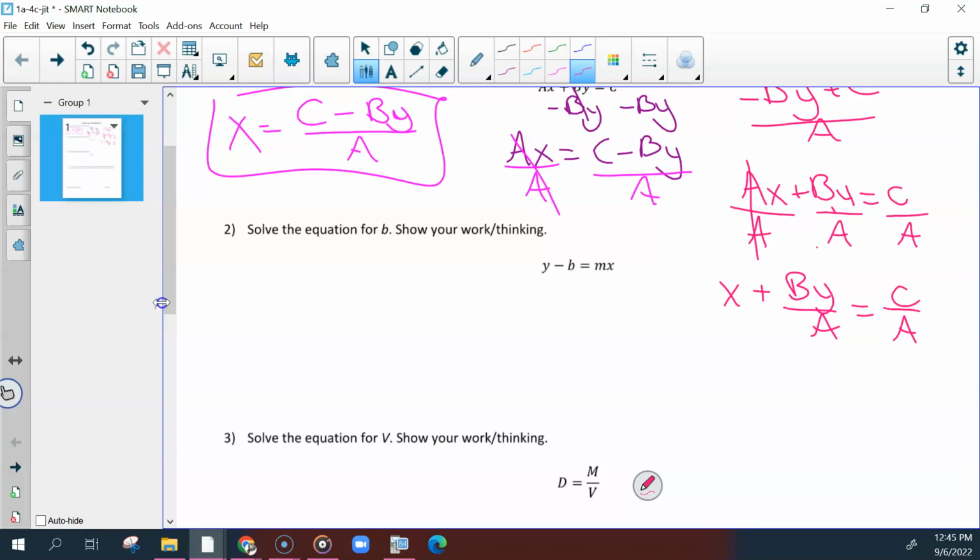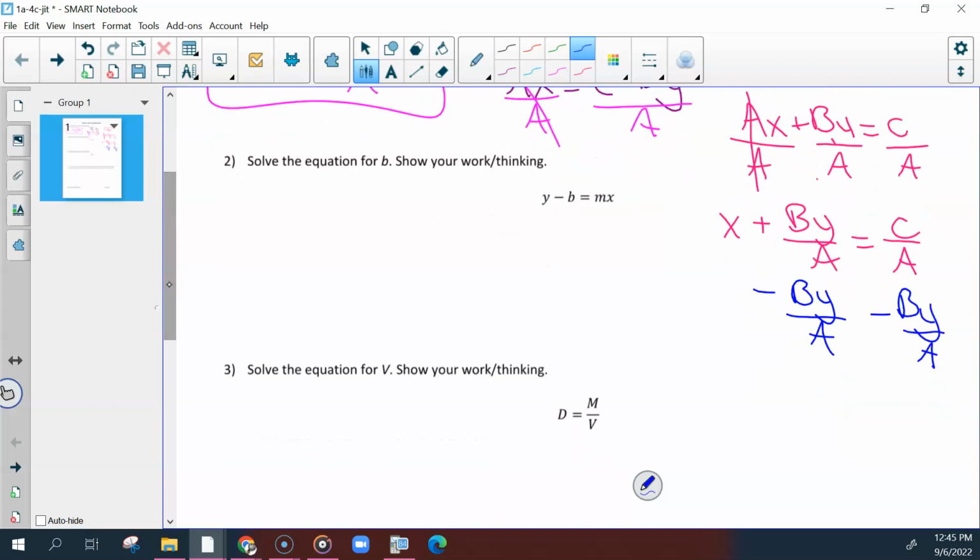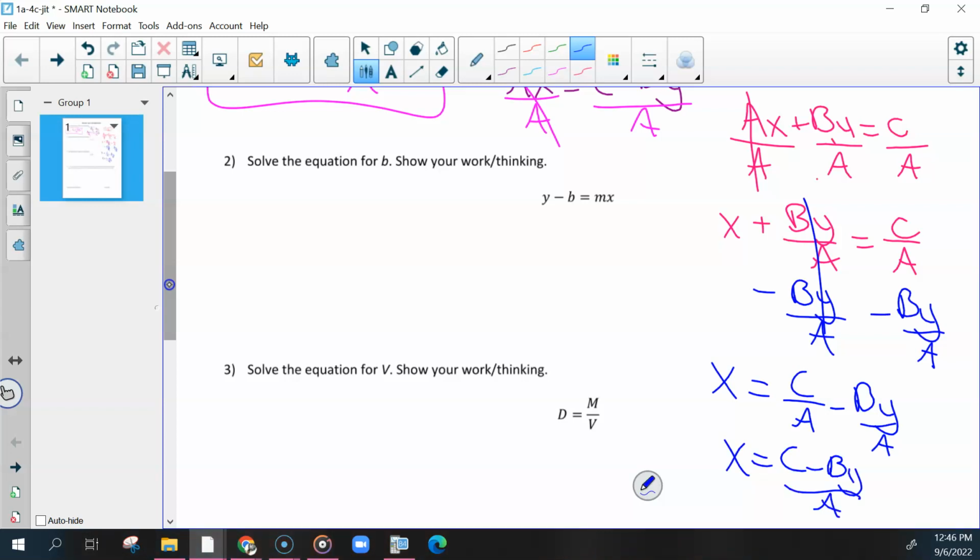You would just move this entire piece over. But when you do that, because these both have the same denominator, you can combine them into one. So we have c over a minus by over a, which becomes the same thing. So you would still get the same thing, but a different way.